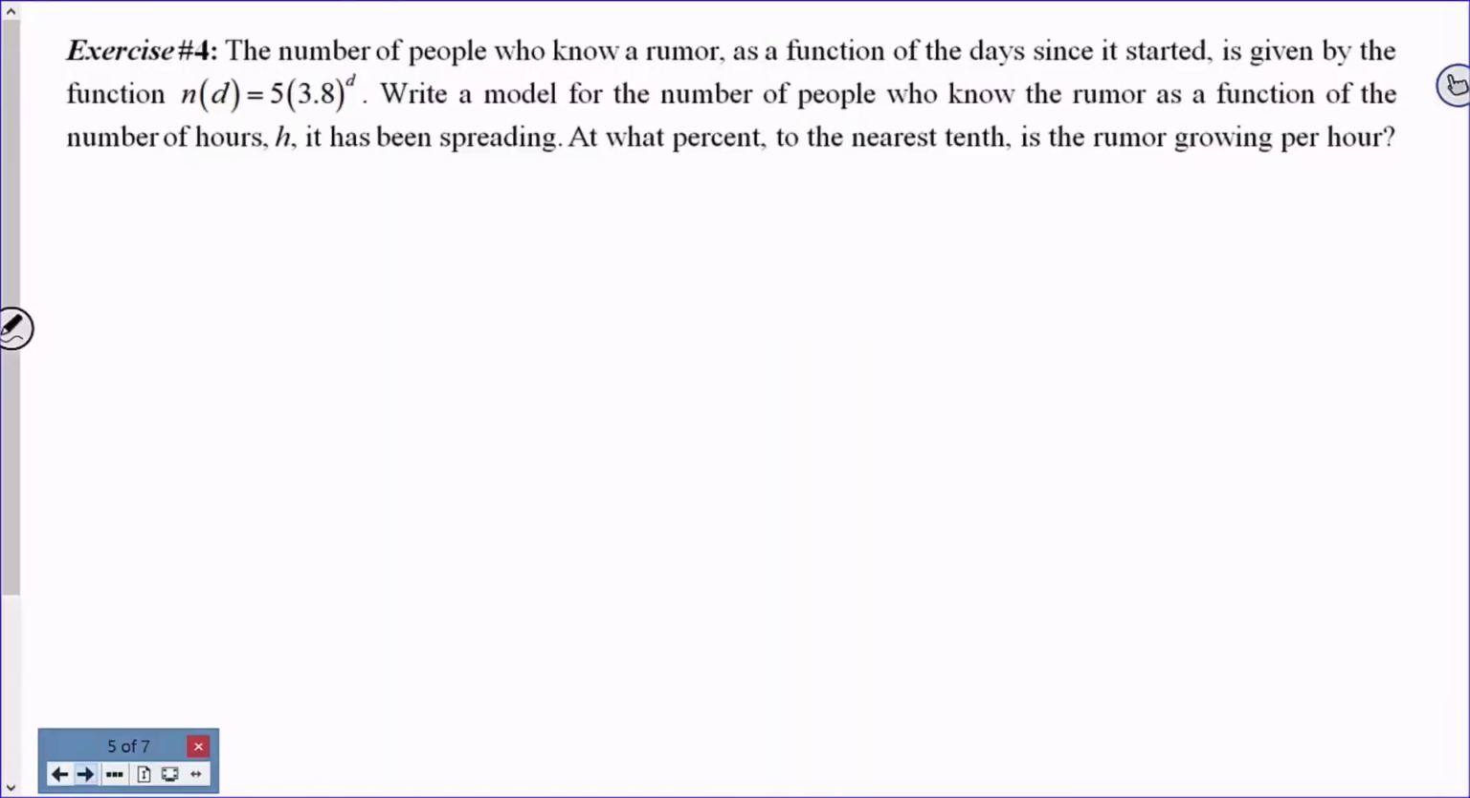The number of people who know a rumor as a function of the days since it started is given by the function n of d equals 5 times 3.8 to the d. Write a model for the number of people who know the rumor as a function of the number of hours it has been spreading. At what percent to the nearest tenth is the rumor growing per hour?